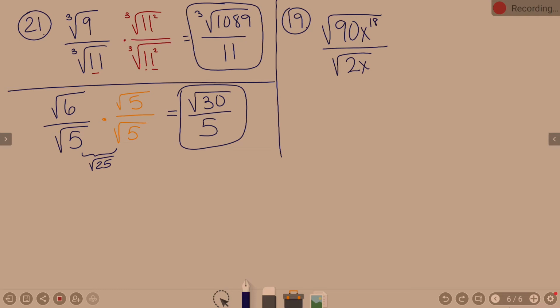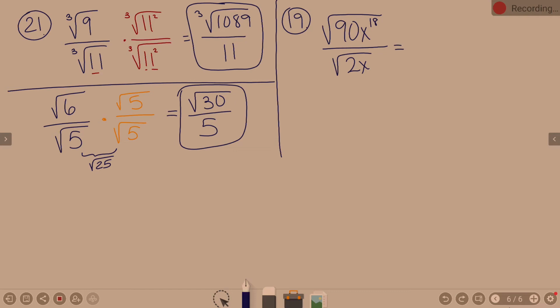Okay, square root of 90x to the 18th divided by square root of 2x. This one is different in that I can actually divide. On 21 here, I couldn't do 9 divided by 11. My other example I threw in, I couldn't do 6 divided by 5. Can I do 90 divided by 2? Yes. So my first step recommendation is let's go ahead and simplify this.